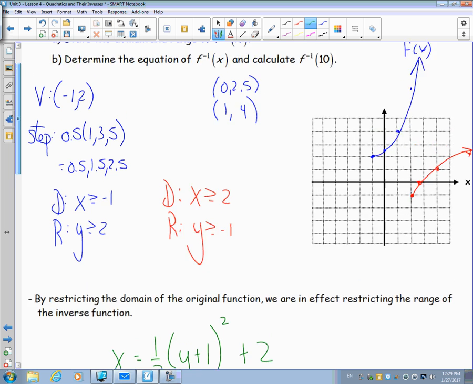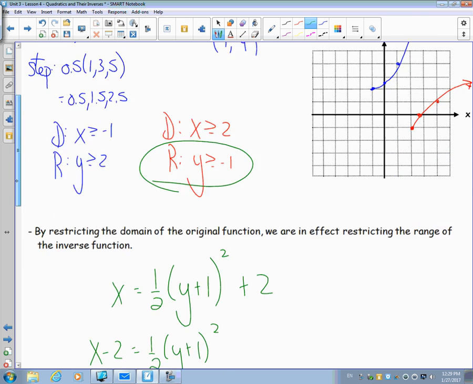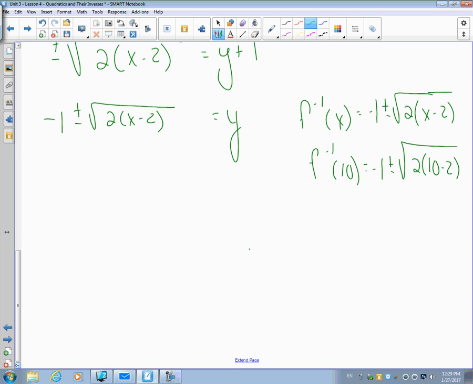So it wants us to find f inverse at 10. I'm only allowed to have y values that are greater than or equal to negative 1. So even though I'm going to get 2 answers here, I got to pick the appropriate one, the admissible one. So let's try that. What are we going to get? Negative 1 plus or minus the square root of 2 times 8, negative 1 plus or minus the square root of 16, negative 1 plus or minus 4.